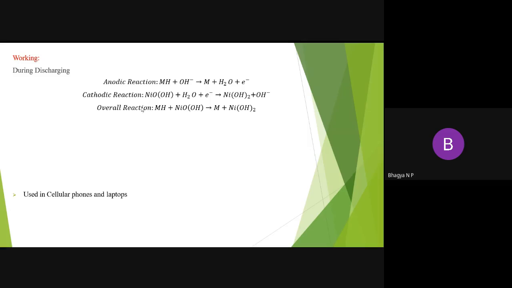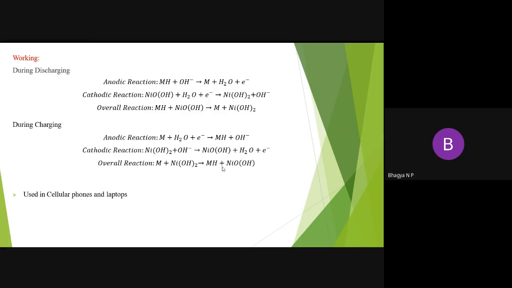Then what is the overall reaction? The overall reaction is MH plus NiOOH gives M plus nickel hydroxide. This kind of reaction takes place in the nickel metal hydride battery during discharging. Then during charging, what kind of reaction takes place? During charging, the cathode undergoes oxidation and the anode undergoes reduction. How to write the charging reactions? The simple shortcut is to interchange the reactants and products in the respective reactions. For the anodic reaction, interchange the reactants and products. For the cathodic reaction, interchange the reactants and products. The overall reaction is likewise reversed.